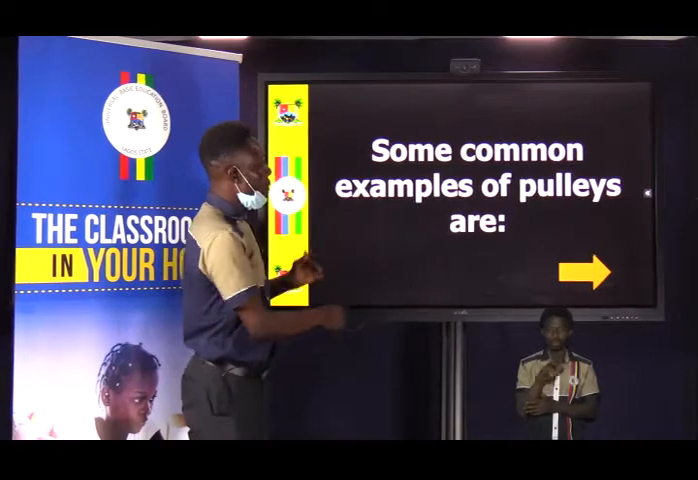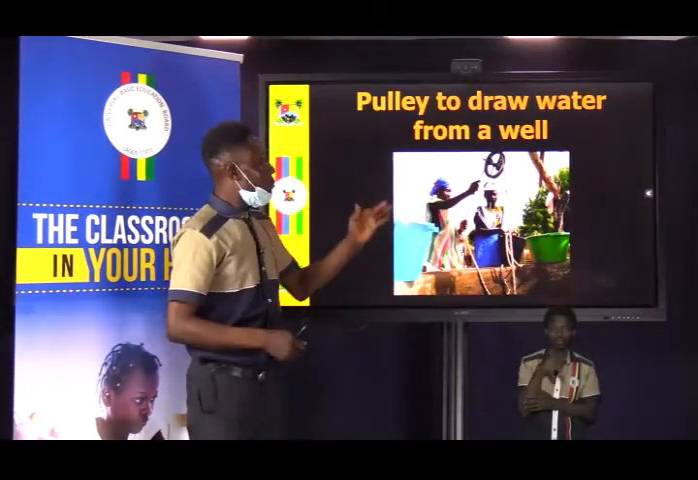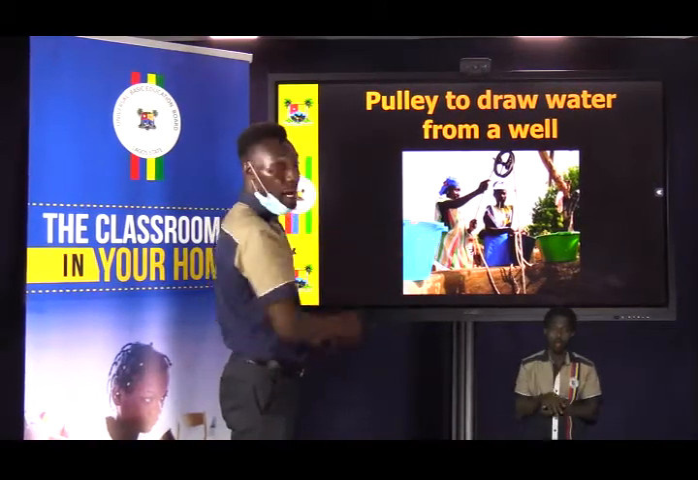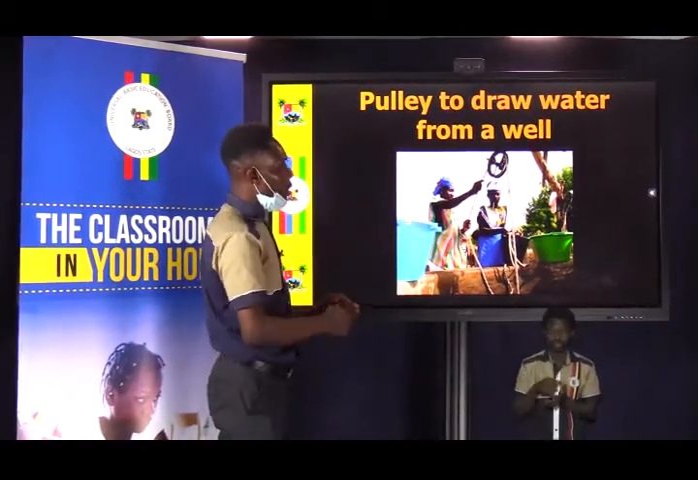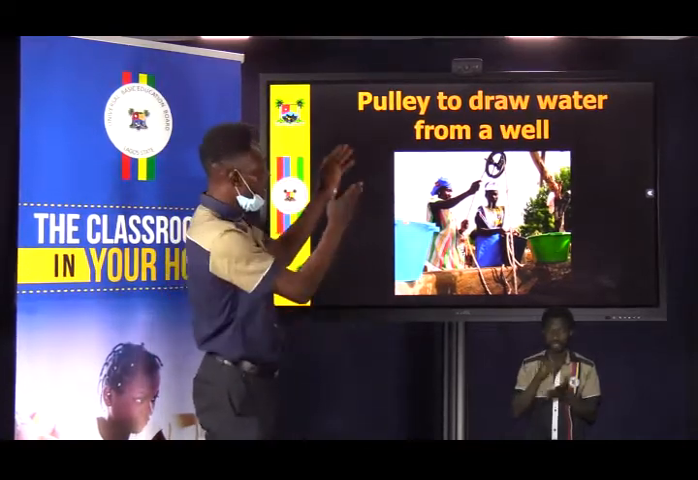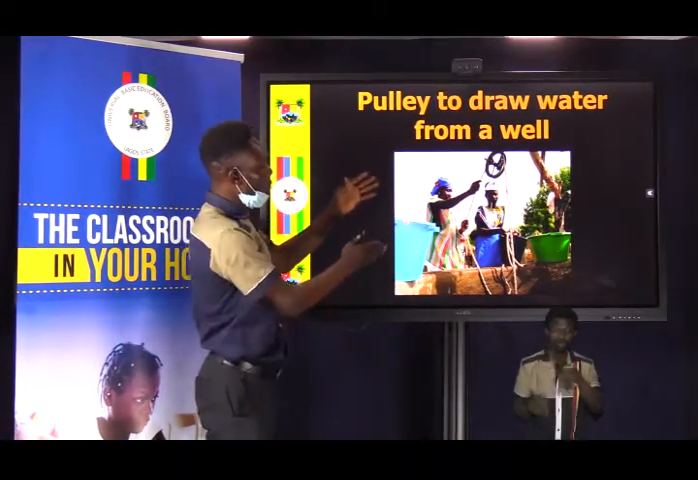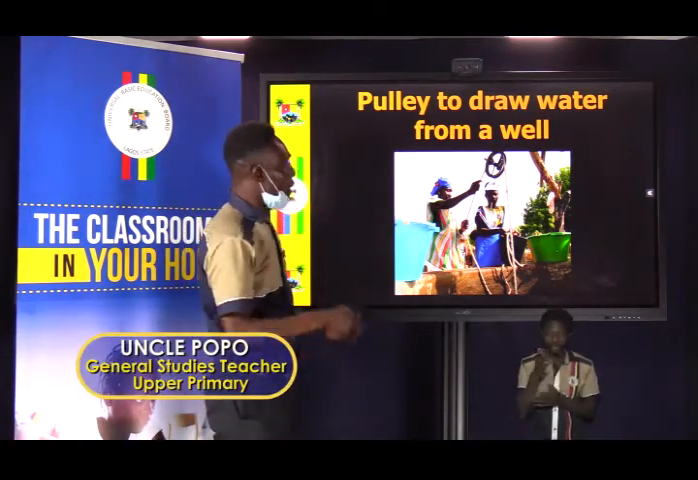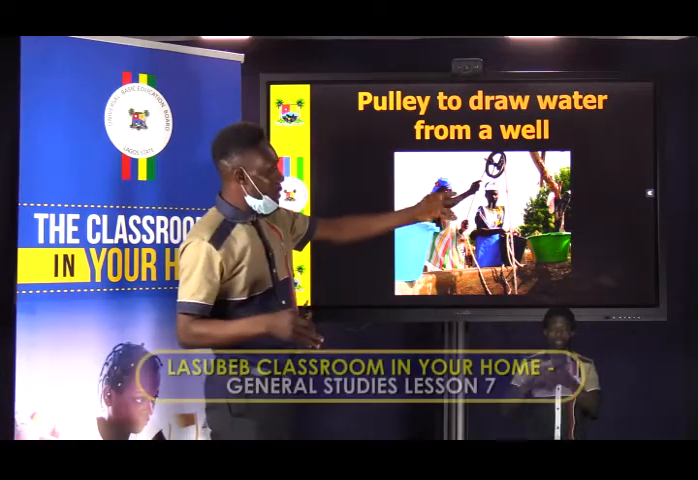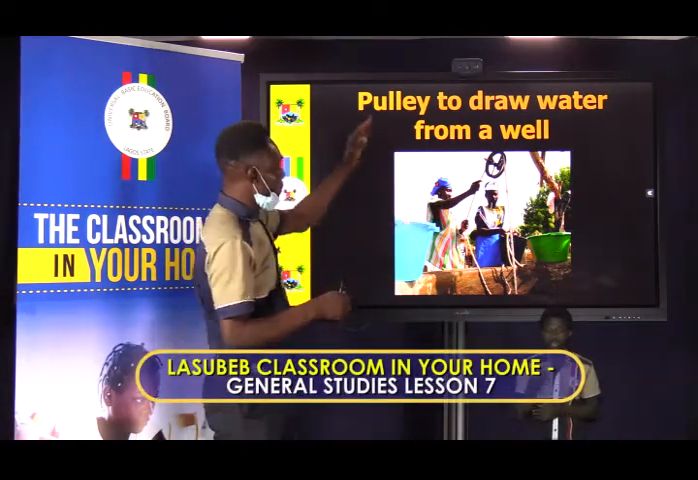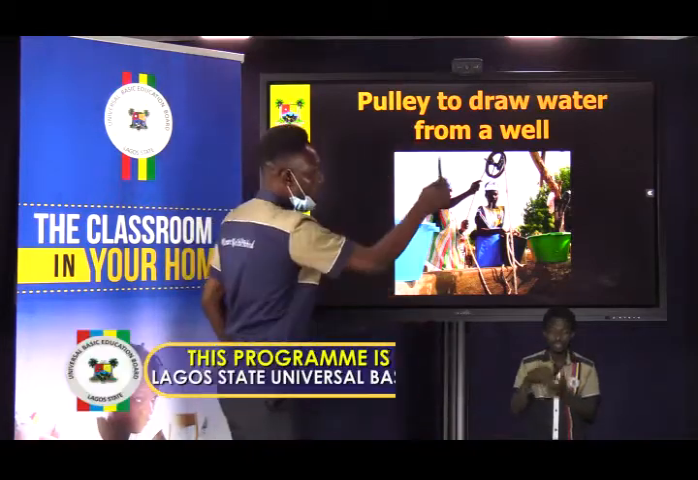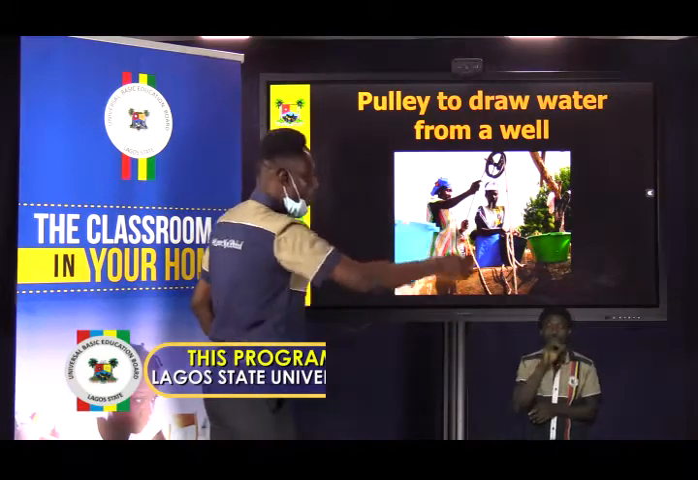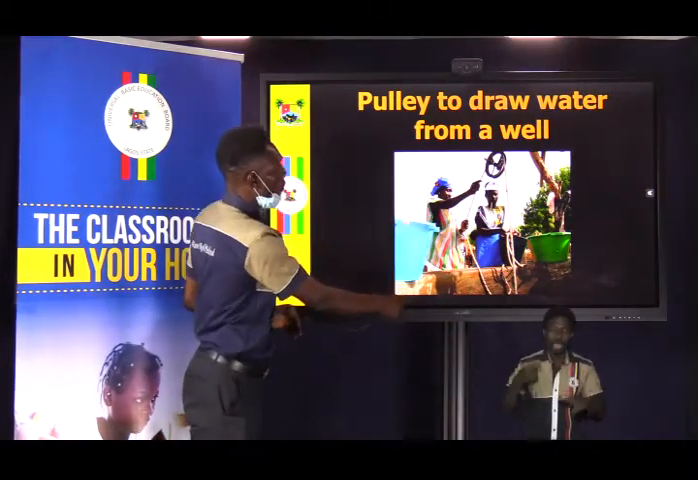Common examples of pulleys are, this is a well. I know some of you are not very familiar with this kind, and some of you have seen this type before. This is a well where we fetch water, and with the use of a pulley, it's very easy to draw water from the well. You can see it there. So in our day-to-day activities, pulley is used to draw water from a well. Three things are common: the rope, the wheel, and the groove.